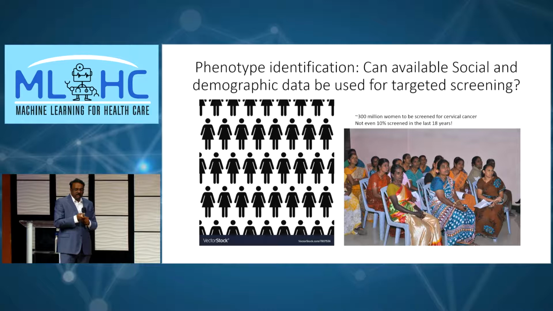We just started this. So the phenotype identification: can available social and demographic data be used for targeted screening? And that has actually not been tested so far. The two types of screening, opportunistic screening or population-based screening, are a little difficult to deploy, especially when you want to achieve faster results.